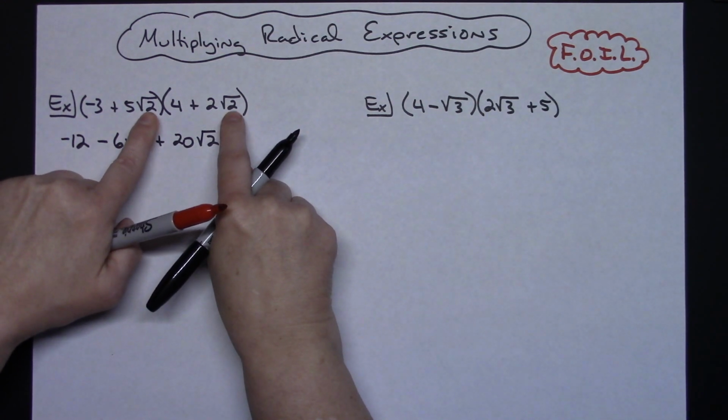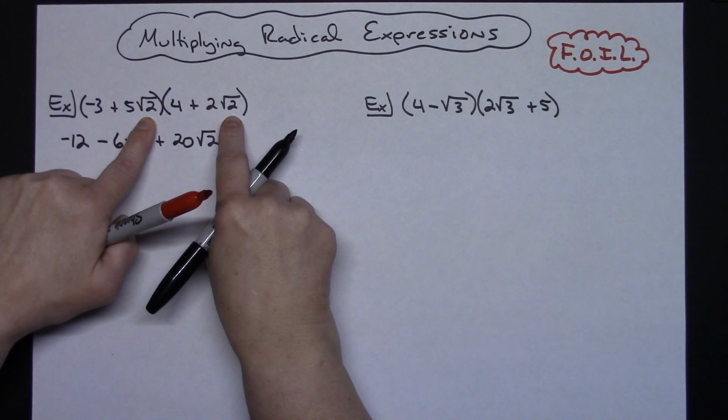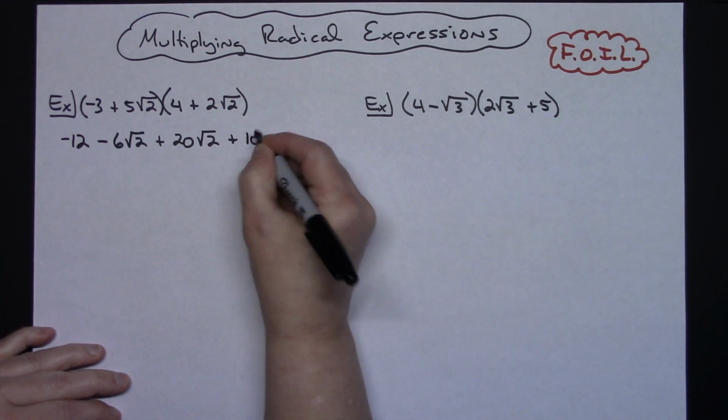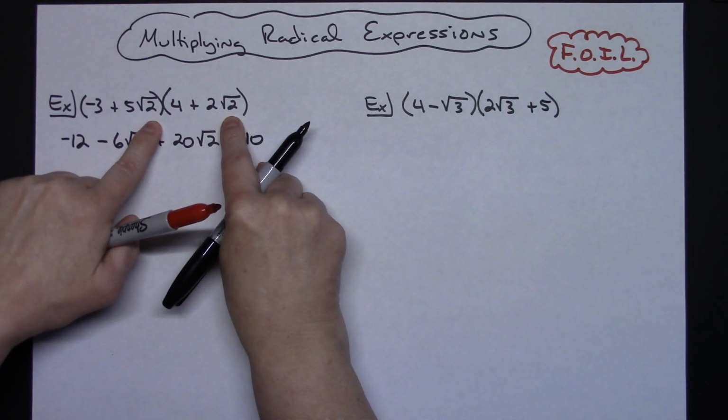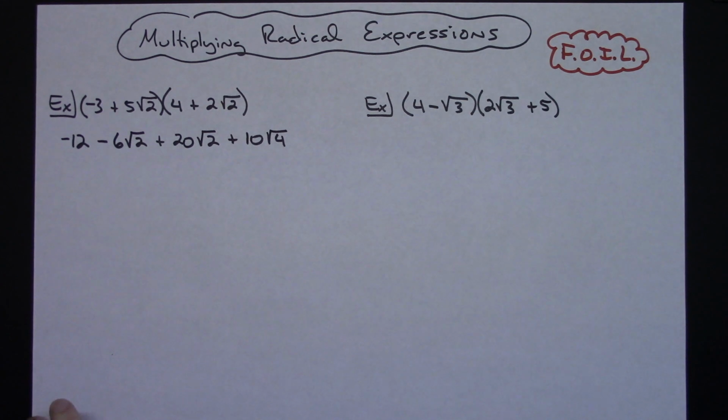Now, several of you may already know that if I take a radical 2 times a radical 2, the answer is just going to be 2. I'm going to actually show a step in here to show where that comes from. So first off, I'm going to take 5 times 2, which is going to be 10. And then I'm going to go ahead and multiply what's under the radical. 2 times 2 is going to be a radical 4.